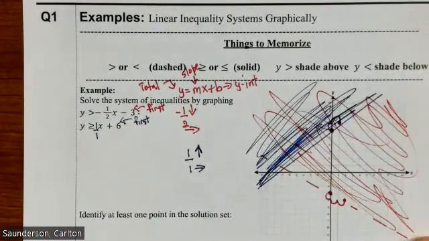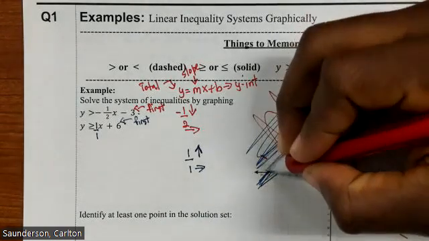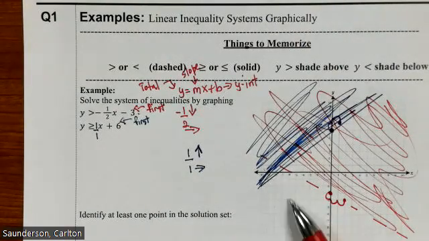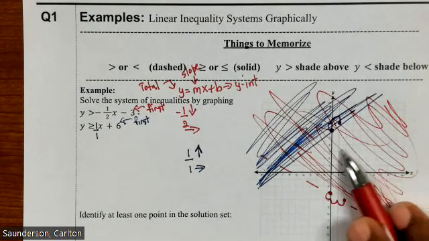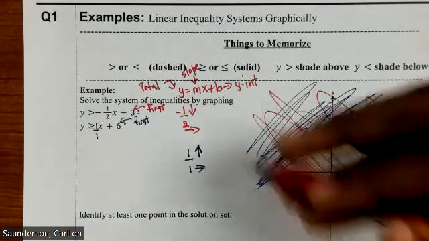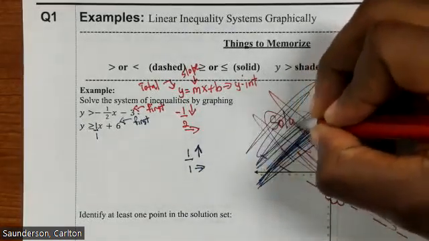Now you're going to identify where your solution is. We have this area over here, but that's not the solution because you don't have a mixture of colors. Here you only have blue. Here we have no shading, so your solution cannot be there. Here we only have red. Here we have a mixture of both colors, so this is where your solution is.